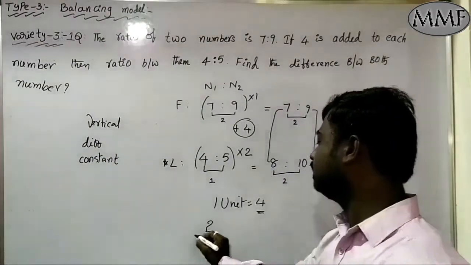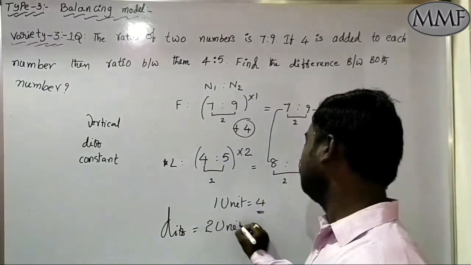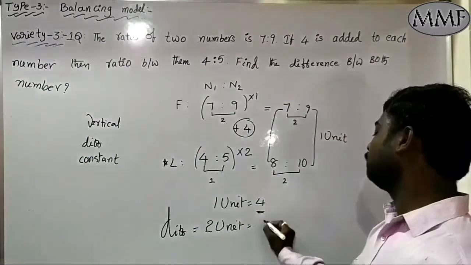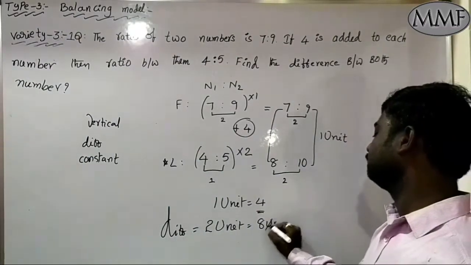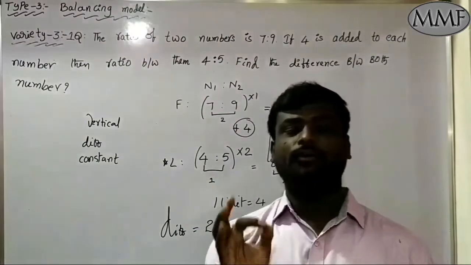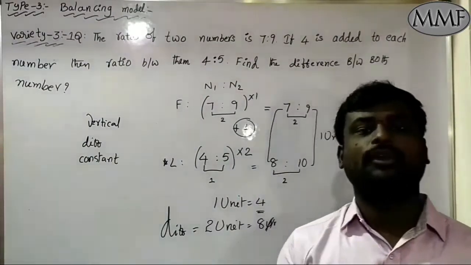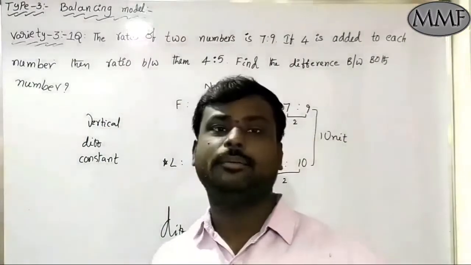What about 2 units? The difference. I will write here difference. Difference is 2 units. If 1 unit is 4, what about 2 units? It is 8. Once again I repeat, please listen carefully. Here only one thing, vertical difference must be constant. For that, what I am taking, horizontal gap I am taking.